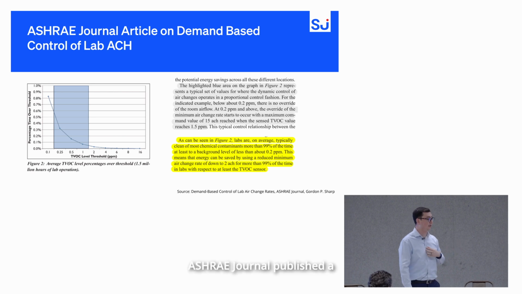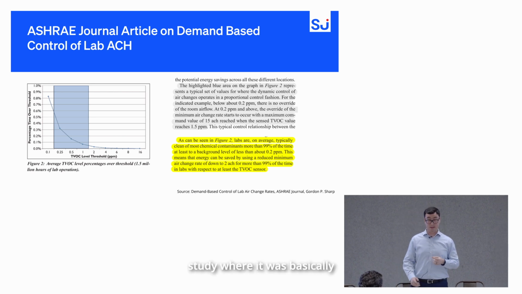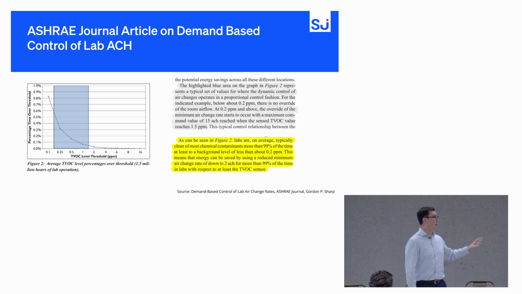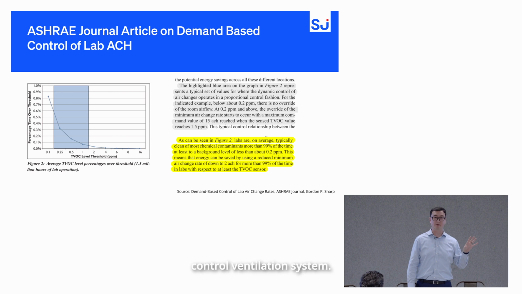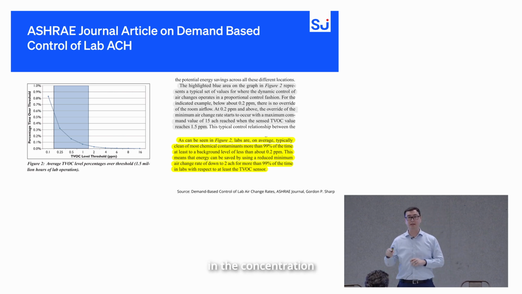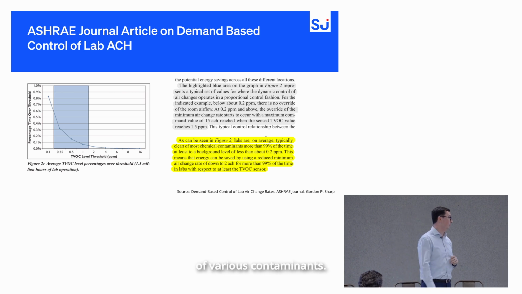ASHRAE Journal published a study where indoor air quality was monitored across 8 facilities. Within those 8 facilities, they monitored 300 labs and a total of 1.5 million hours of lab operation time. They implemented the demand control ventilation system, and then monitored the change in the concentration of various contaminants.